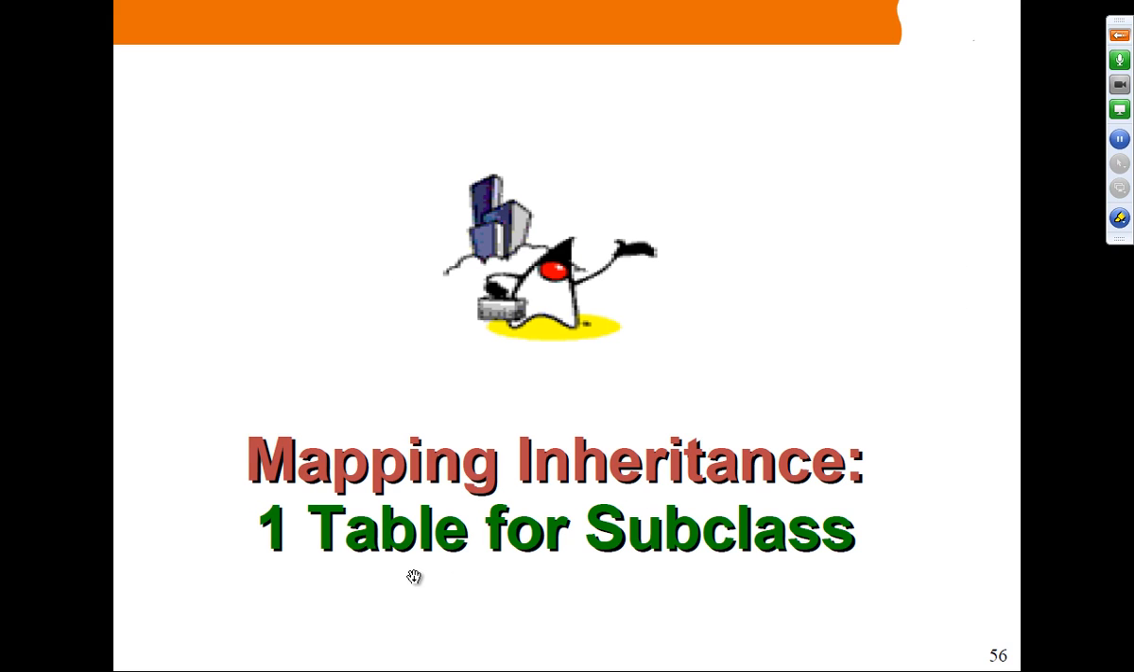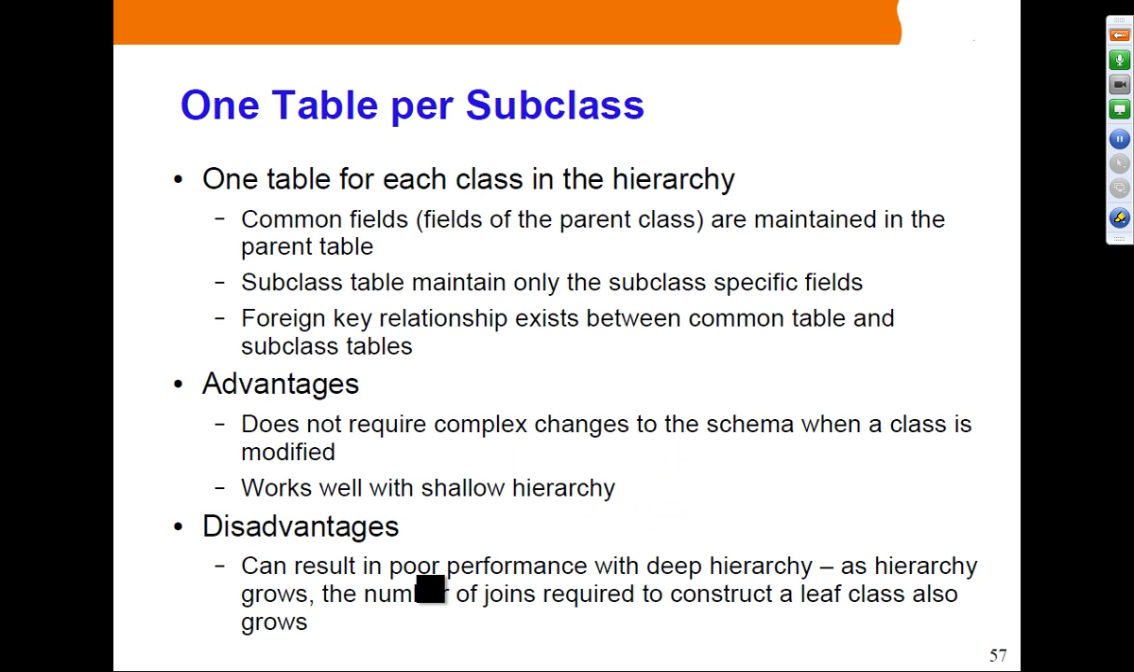The second scheme is one table per subclass. What it means is that if you have three classes, in this case the parent class, or book class, and then two subclasses, there will be three tables. One table for the parent, a second table for the special edition book, and a third table for the international books. So that's basically one table for each class in the hierarchy.